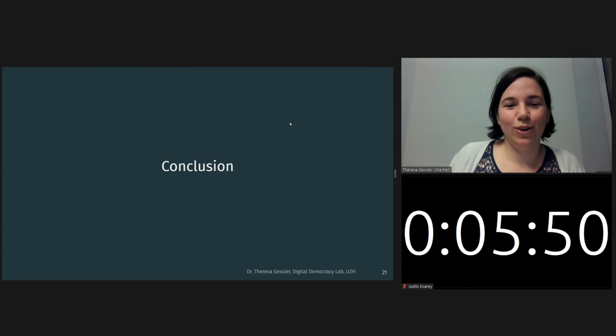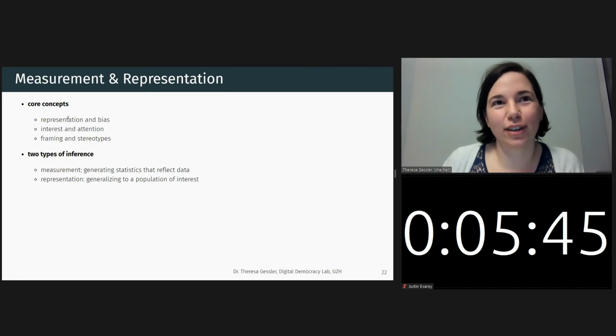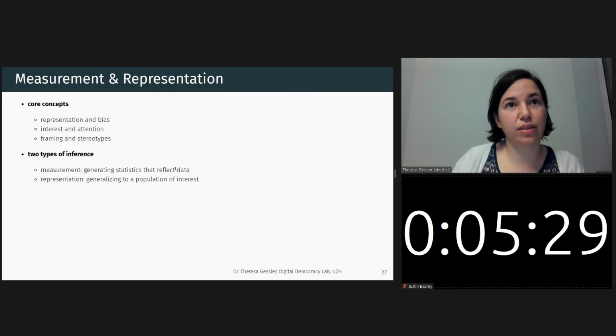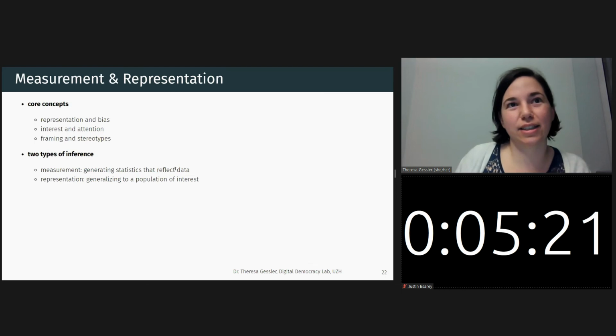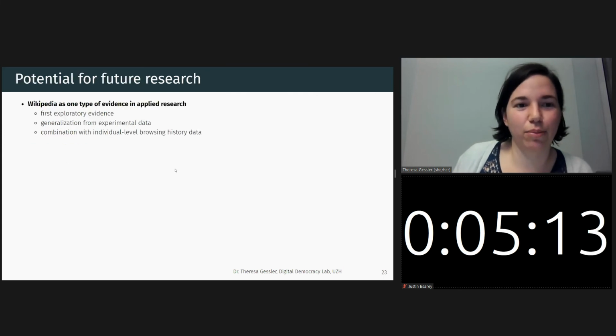Okay, let me conclude. Basically, I've tried to outline 3 core concepts: representation and bias, interest and attention, framing and stereotypes. And I've tried to point to 2 types of inference that we're trying to make. So generating statistics that reflect the data, so that say something about the Wikipedia pages that we've selected, and representation. So generalizing from these pages to a larger population of interest, be that Wikipedia readers, be that kind of the online representation of politicians.